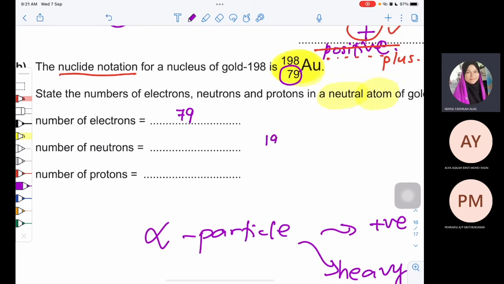198. Masih lag ke? Okay dah. Masih lagging? Okay, so this one, what's the answer for this? It's 119.